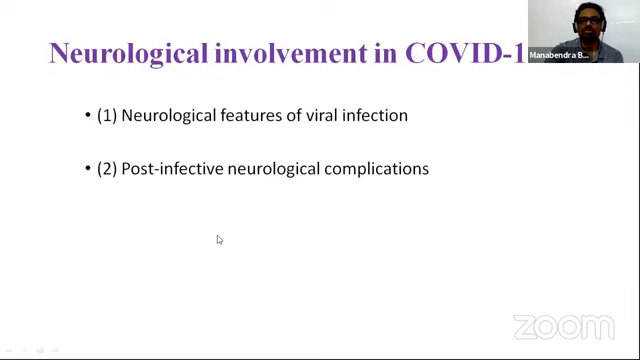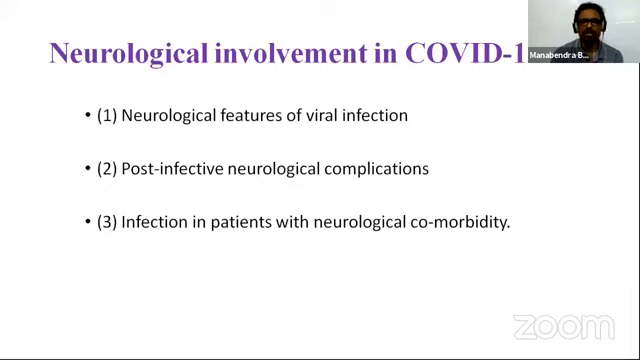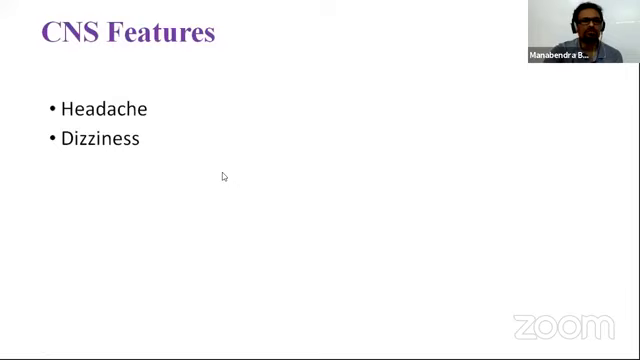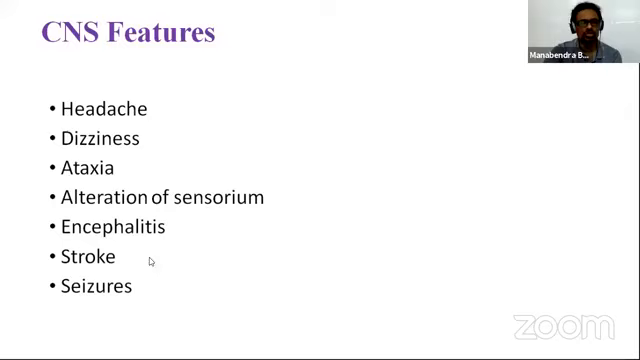As you know, with any infectious cause, the neurological system can be affected by autoimmune mechanisms. There are also manifestations of the systemic infection, and at the same time the patient may have some neurological comorbidity. So neurological manifestations can be expressed in different ways according to the pathology. These are the common CNS features: headache, dizziness, ataxia. These are the mild features, while alteration of sensorium, depressed mental status, delirium, encephalitis, stroke-like manifestations and seizures are the severe, serious complications.